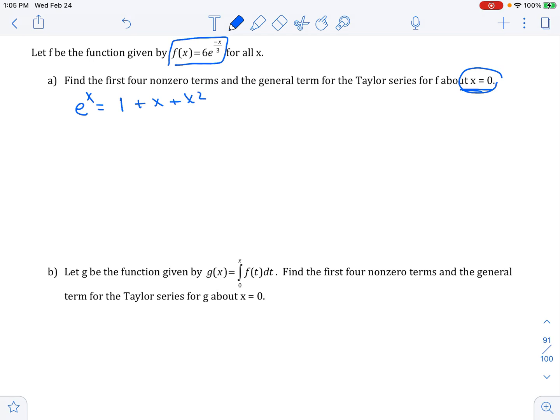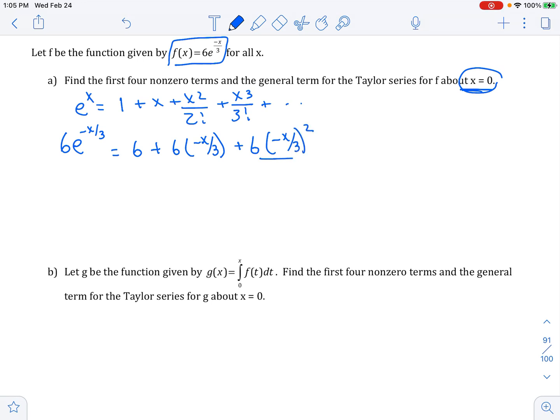So I know that e to the x looks something like this. So e to the negative x over 3 just means you replace the x with negative x over 3, and then the 6 in front just means you multiply everything through by 6. So the first term just becomes 6. The next term we're going to have a 6, and then we're going to replace that x with negative x over 3. So I need a 6, negative x over 3 squared over 2 factorial.